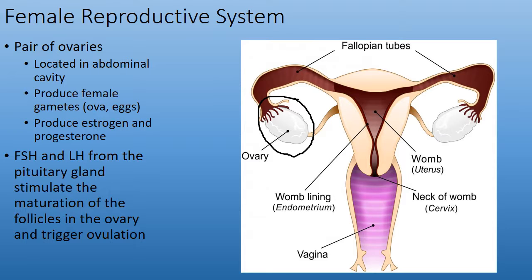Again, what do the ovaries do? They prepare the egg for ovulation to travel up to the fallopian tube where hopefully fertilization will occur, as well as release some different types of hormones, which we'll talk about. Again, FSH and LH, follicle stimulating hormone and luteinizing hormone, are released from the pituitary gland. And these two hormones work together to stimulate the maturation of the follicles in the ovary, and again trigger ovulation. We'll talk about the role of each of those hormones when we do discuss ovulation.